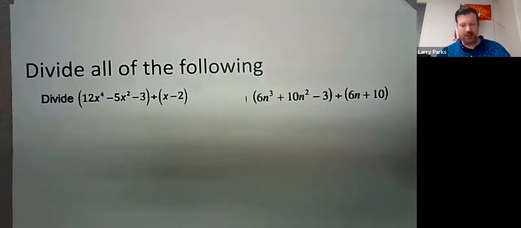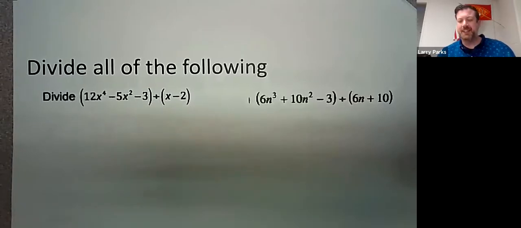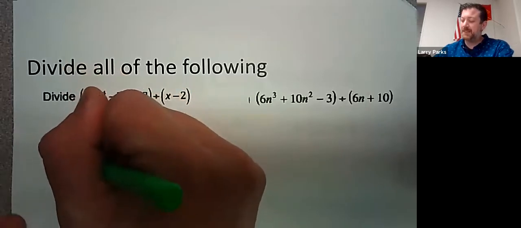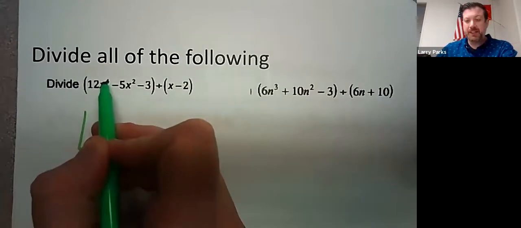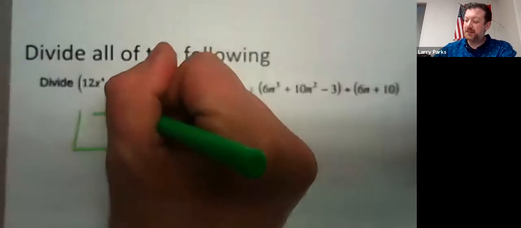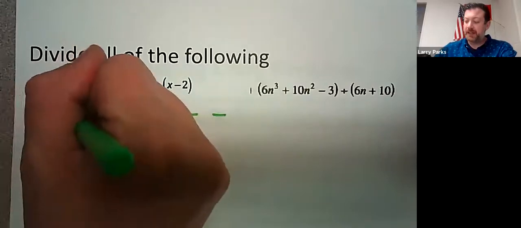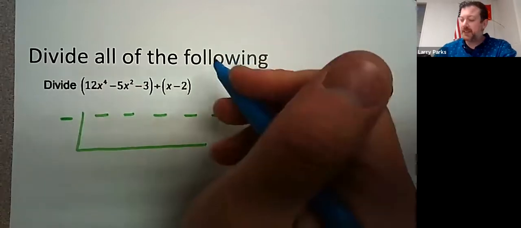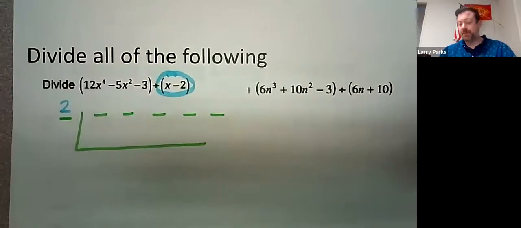All right, let's do some division. If I see something like this, I am 100% going to use synthetic. So synthetic, I make my little box here. And then I see that this is 12x to the 4th. I need 5 spots. So I'm going to put 1, 2, 3, 4, and 5. And then there's a spot here. Now what goes there, remember it's what makes this 0. So what minus 2 is 0? That'd be 2. You then copy down the coefficients.